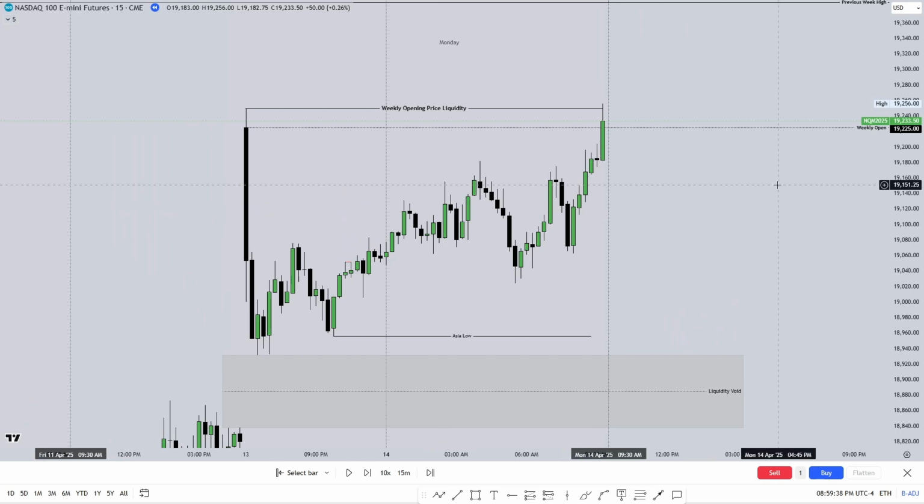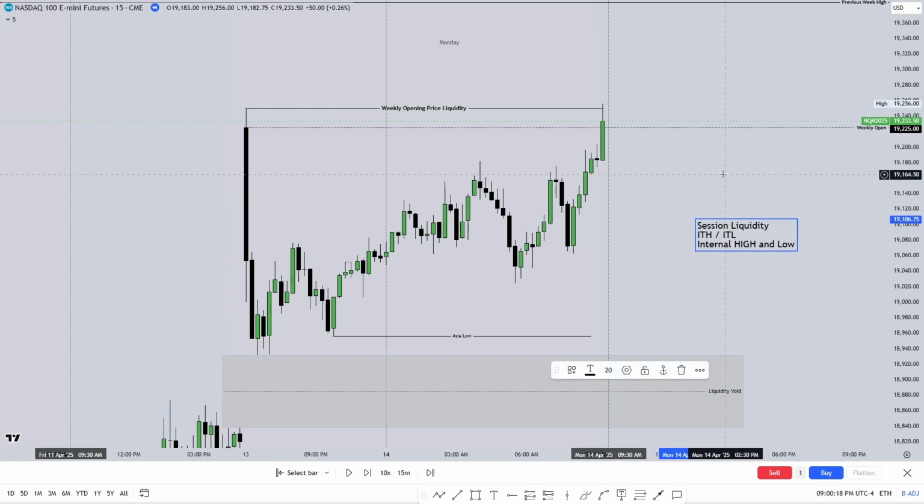So if we take a look, where are good areas where we can take some partials at? For me, it's going to be internal highs or internal lows and intermediate term highs and intermediate term lows. If you want to talk about importance, session liquidity is the most important. Intermediate term highs or intermediate term lows is second, and internal highs and lows are the third most important as far as highs and lows go for liquidity. Session liquidity, I already went over.